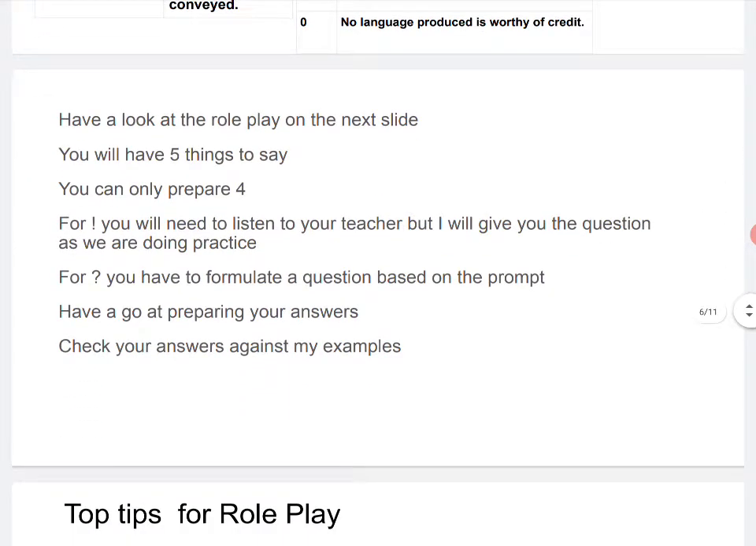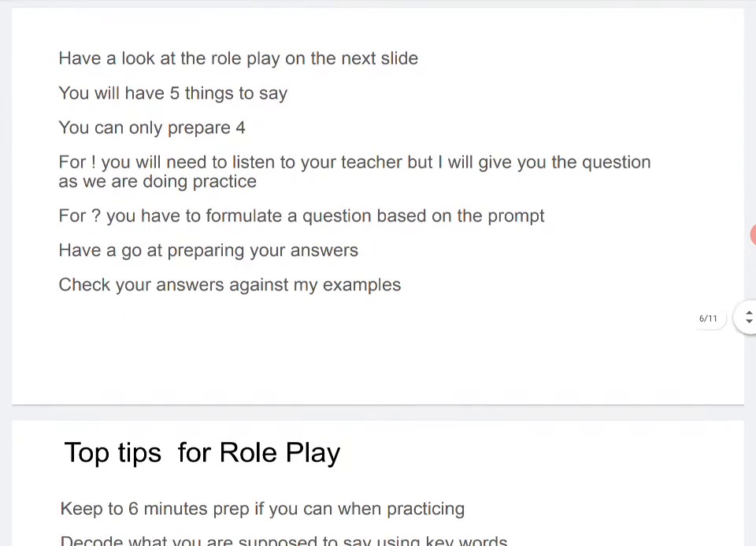So what you're going to need to do is have a look at the role play on the next slide. You'll have 5 things to prepare to say. You can only prepare 4 because for the exclamation mark, you will need to listen to your teacher. But obviously on this one, we're doing this in writing, and I will give you the question as we are only doing practice. For the question mark, you have to formulate a question based on the prompt. So I want you to have a go at preparing your answers and check your answers against my examples, although obviously it could be many more different examples. These are just a few of mine.